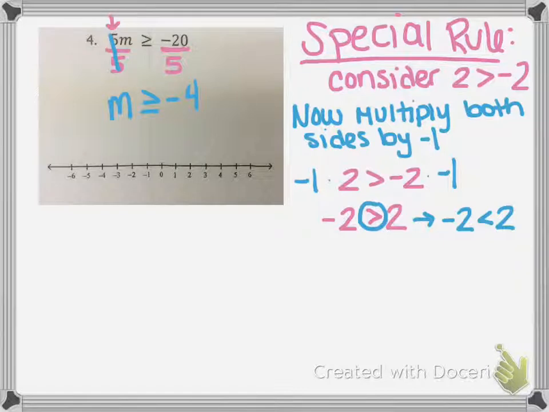So if I was going to graph this, m is greater than or equal to negative 4. Since it can be exactly equal to negative 4, I will have a closed circle at negative 4, and the arrow will point to the right for greater than.